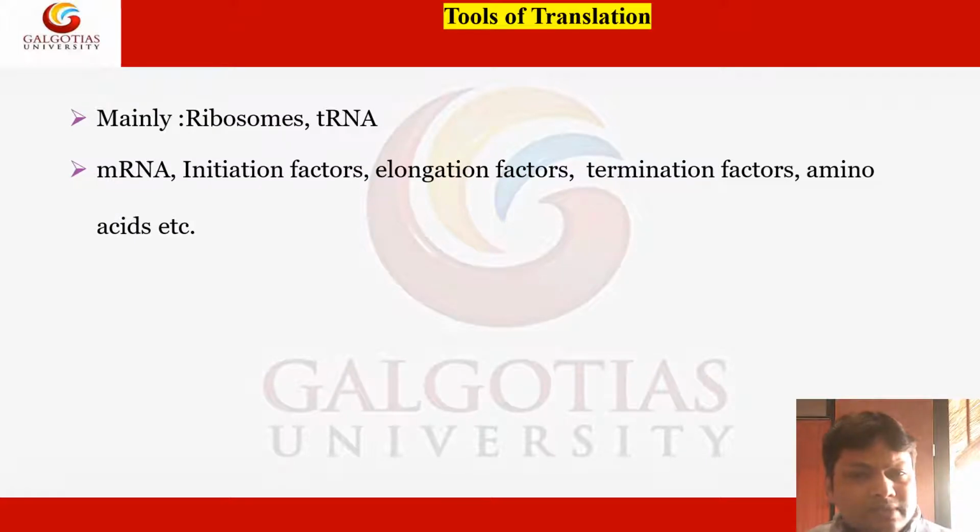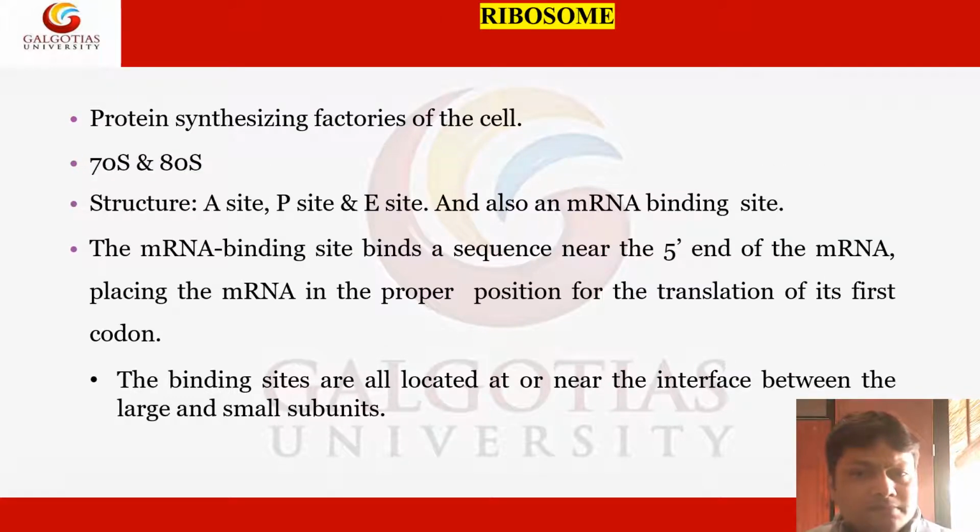Now the tools of translation. In this process, the following components are used. The main tools are the ribosomes and the transfer RNA. Apart from this, mRNA, initiation factors, elongation factors, termination factors, and amino acids are used. Next are the ribosomes, the protein synthesizing factory of the cell.